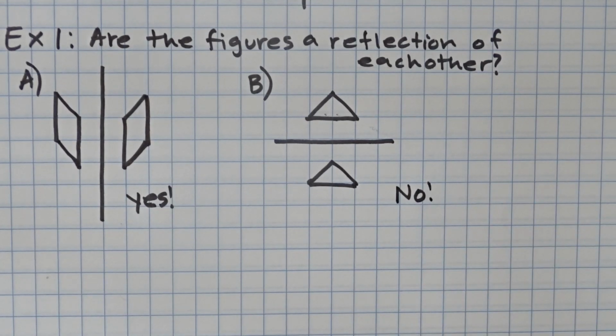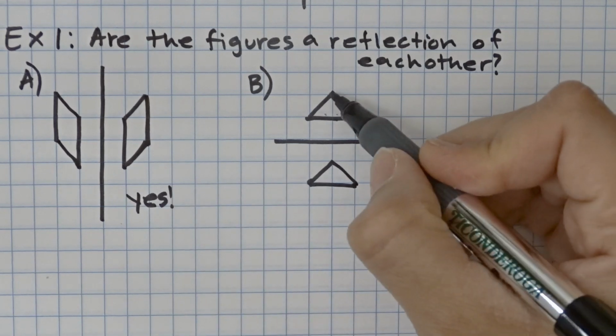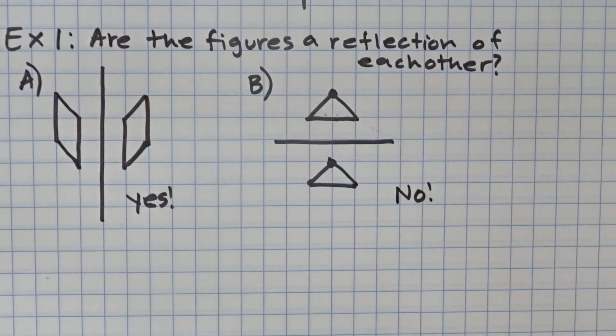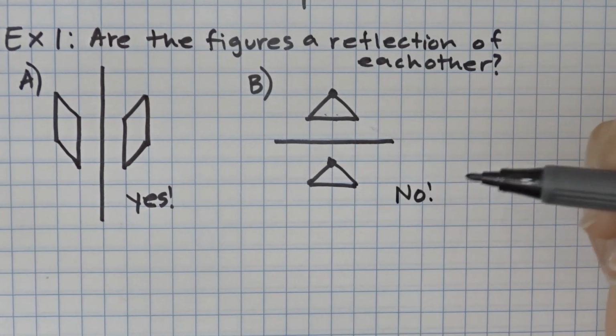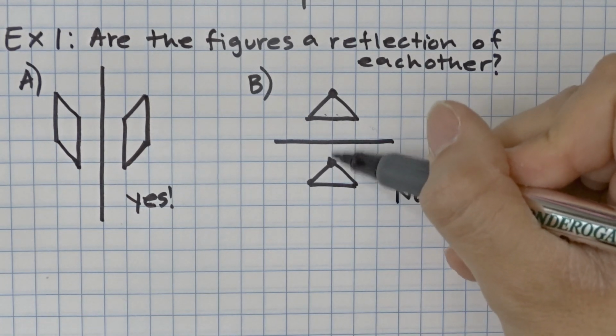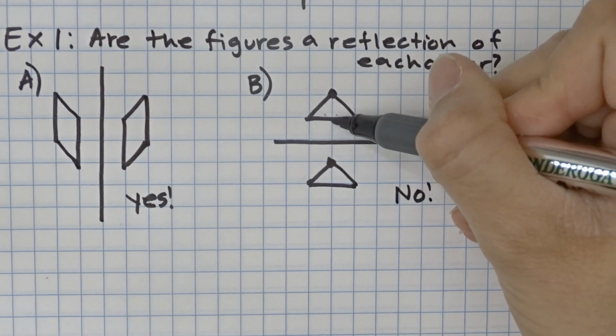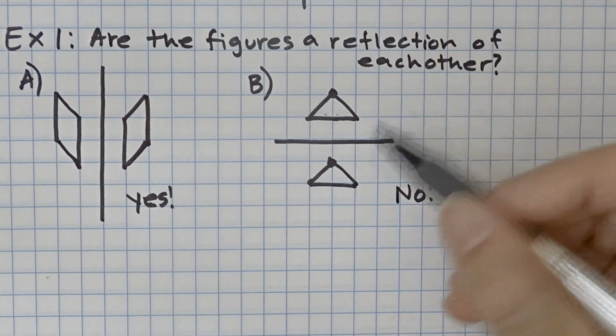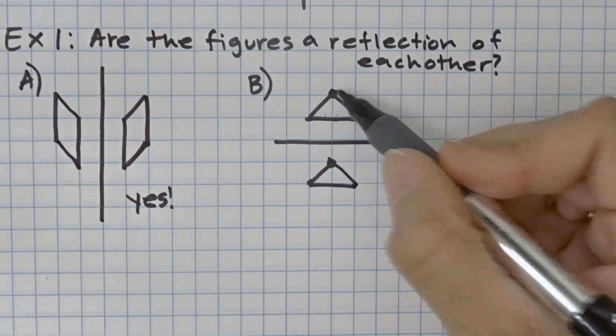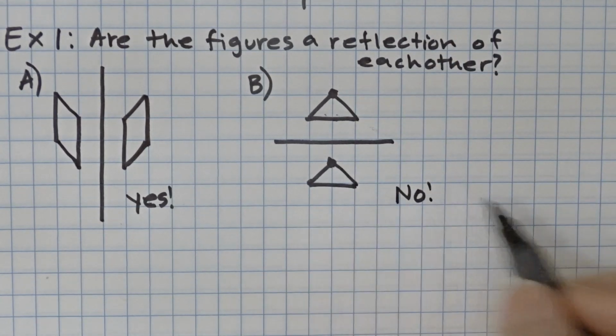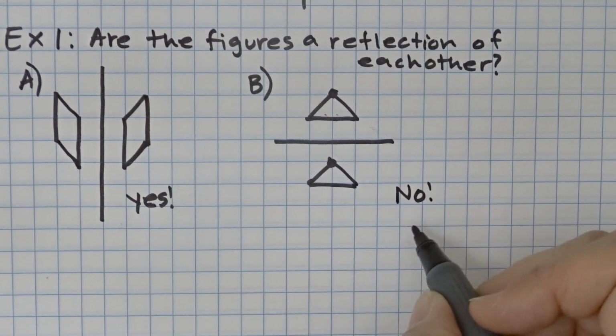Another thing you can tell also is these are corresponding points. Are they the same distance from zero? This looks like it's 1 unit. This looks like it's 2 units. So again, these corresponding points are not the same distance from the line of reflection, so no.